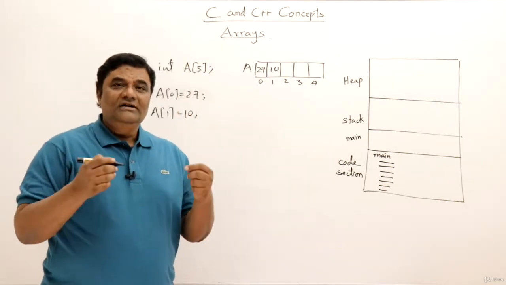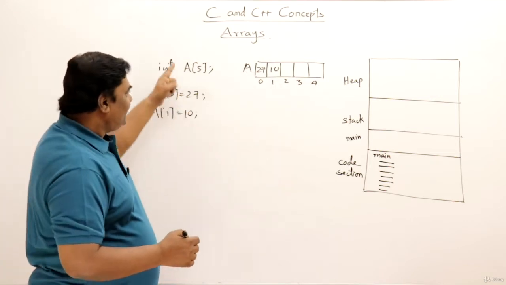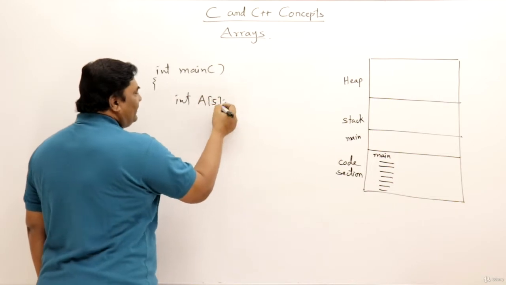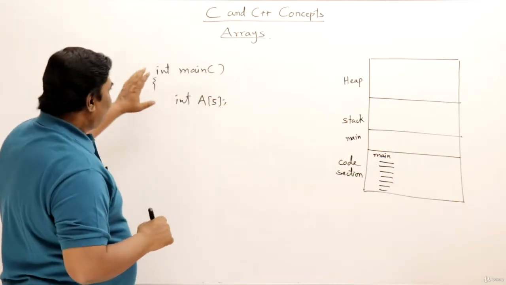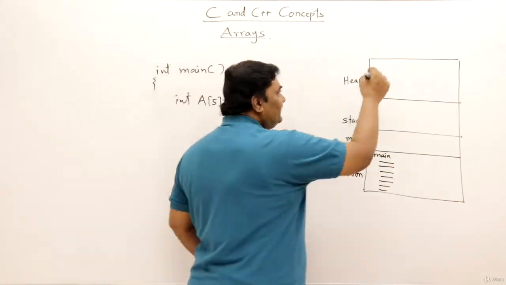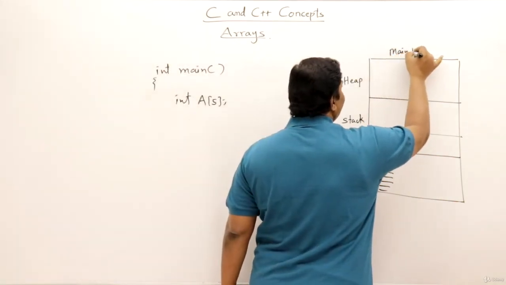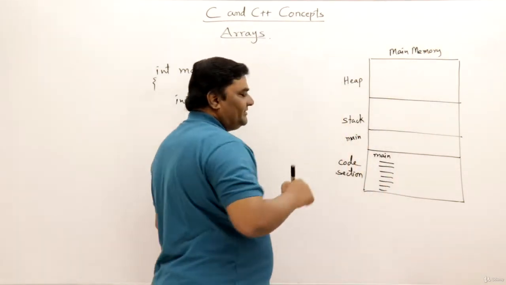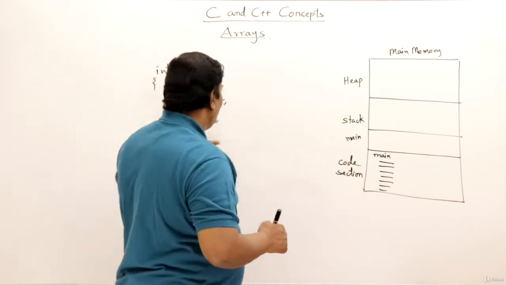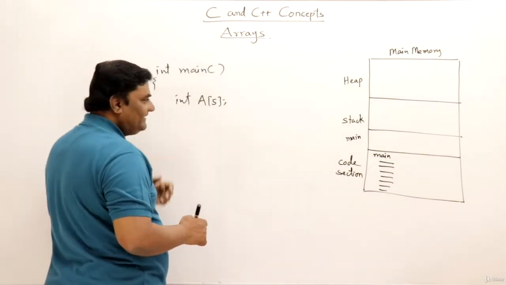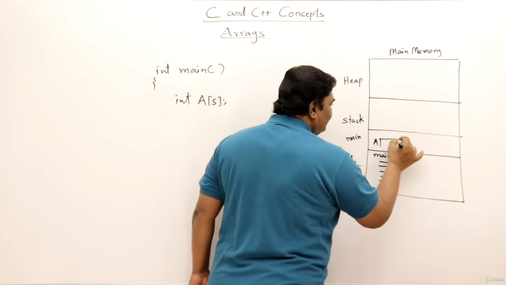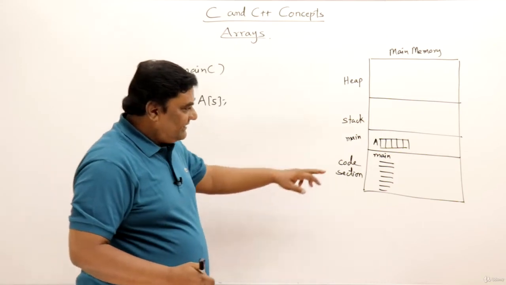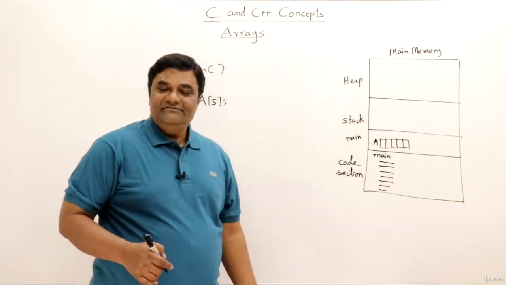Now I will show you how to declare and initialize an array. I will write the main function. In this, suppose I want to declare an array a of size 5, an array of size 5 will be created. When the program is running, it runs inside the main memory. The main memory is divided into 3 sections: code section, stack and heap. The program will be inside the code section, and when any variable is declared, like an array, that array will be created here inside the stack. That array will be directly accessible to the main function.